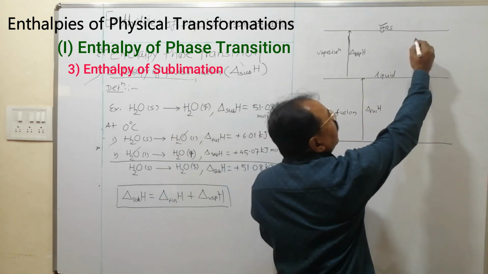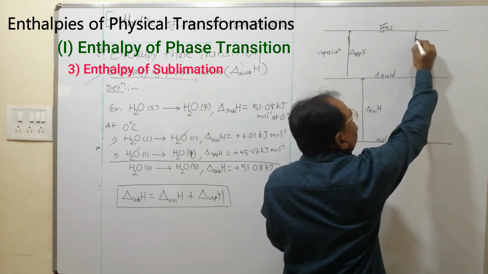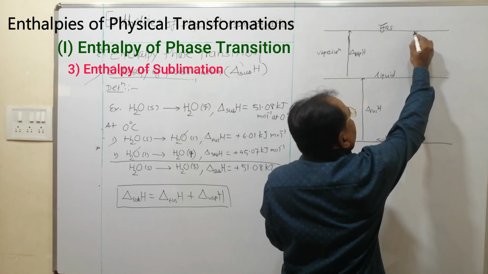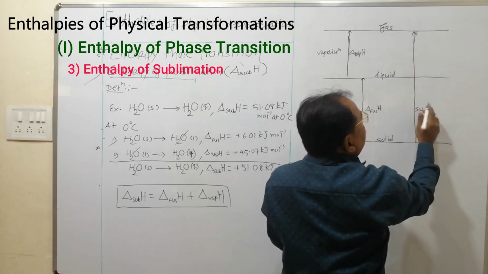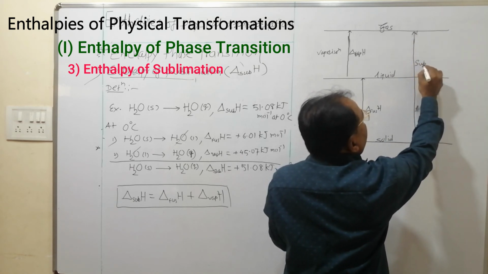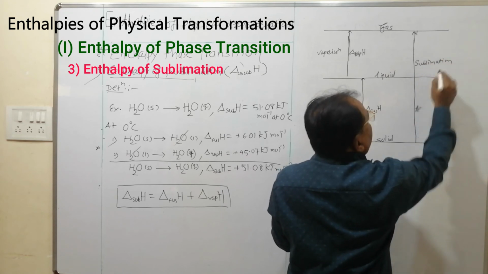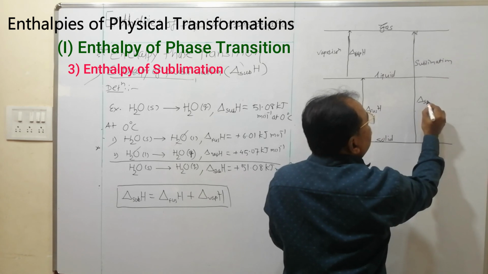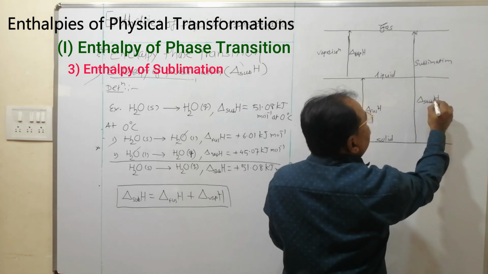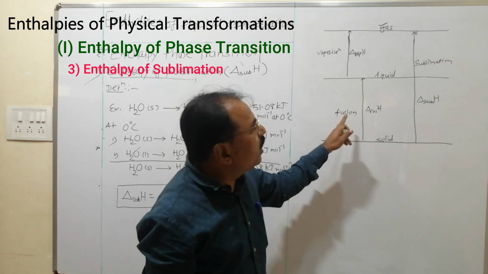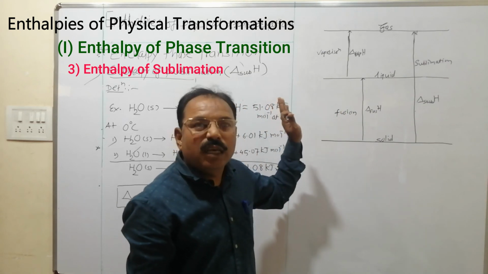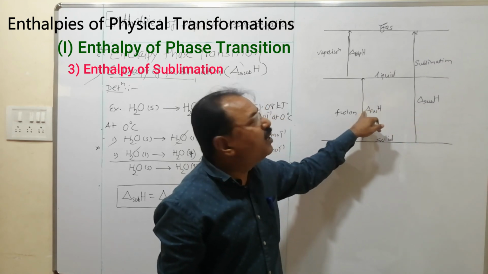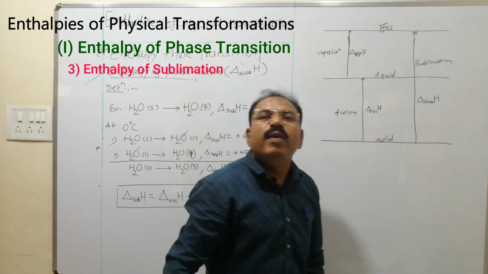Solids are directly converted into gaseous state. This is sublimation, and we can write here the symbol of enthalpy of sublimation, delta SUB H. This is the schematic representation of the relation between enthalpy of sublimation, enthalpy of fusion and enthalpy of vaporization.